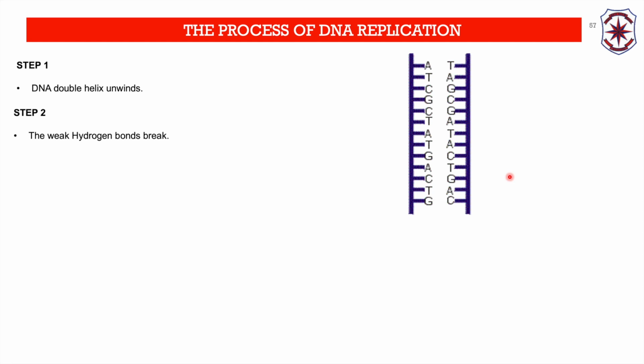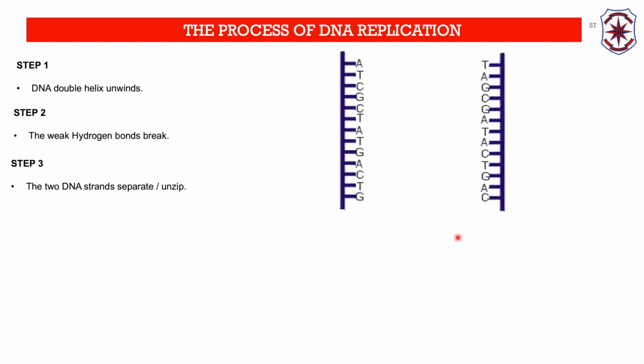Now, after the weak hydrogen bonds break, what is going to happen? Step three, the two strands of DNA will separate, or the two strands of DNA will unzip. You only need to write one. Let's check what happens to the strands. There we go. The strands have separated. The thing that was keeping the strands together is now gone. The weak hydrogen bonds have broken. So when the weak hydrogen bonds break, the two strands of DNA will separate.